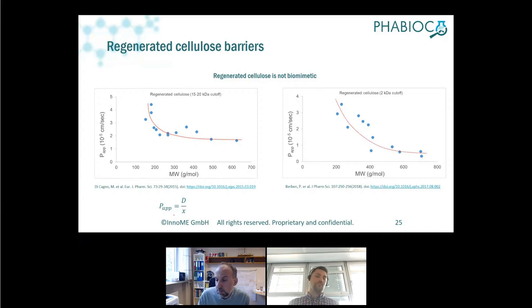So basically the permeability can also be expressed as a diffusion coefficient over the thickness. Rewriting this equation considering the Stokes-Einstein equation will basically tell us that the permeability is 1 over the radius, or in this case, 1 over the molecular weight. So the regenerated cellulose barriers are not biomimetic barriers as such. They are much more permeable than biomimetic cellular barriers, and they basically rank the drugs according to their size, not to their biopharmaceutics properties.